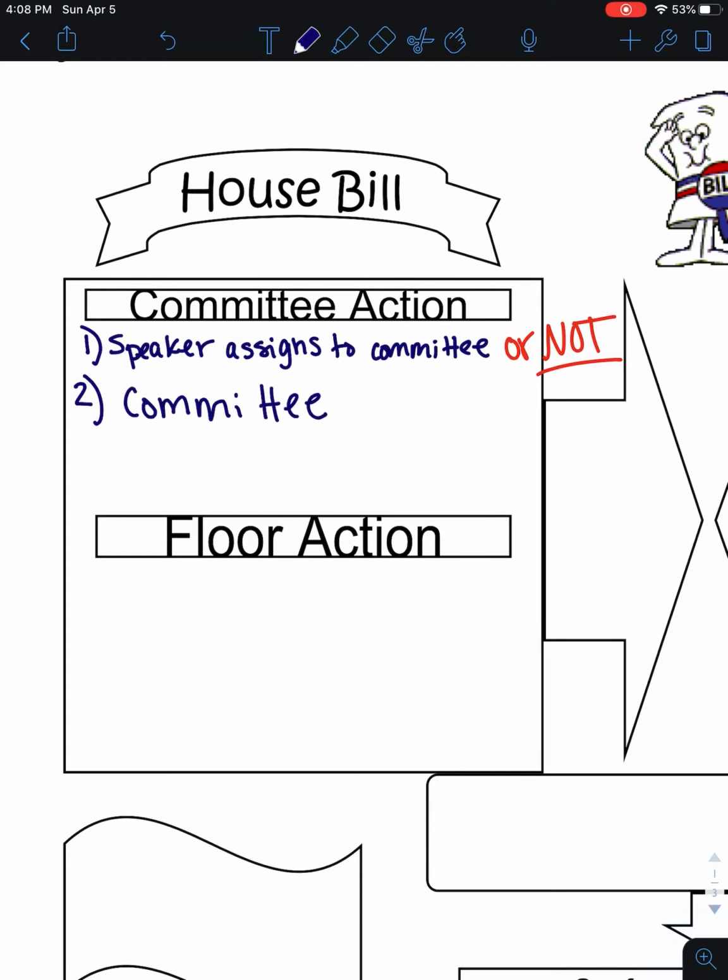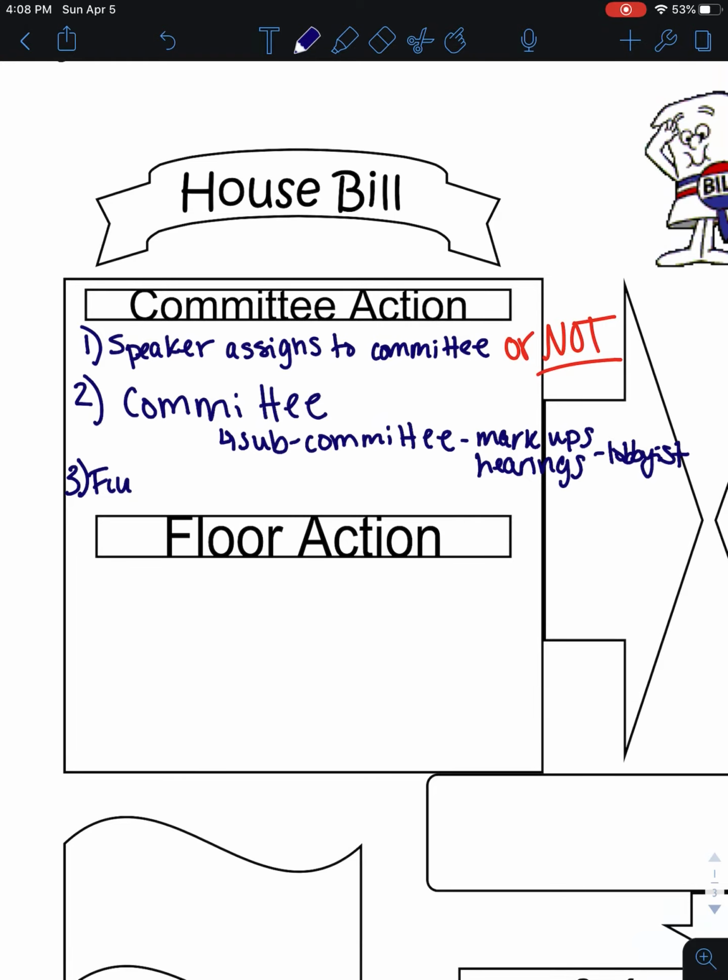And then in that committee, they will assign it to a subcommittee. And in that subcommittee is when they're going to do markups, where they're going to do hearings. This is where your lobbyists come into play. So this is basically where they discuss the bill, they break it down, and they then will send it back out to a full committee.